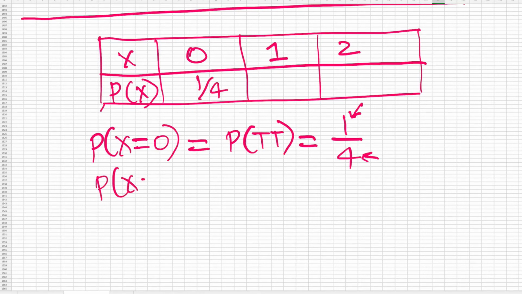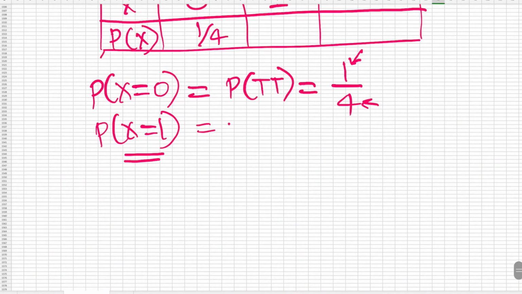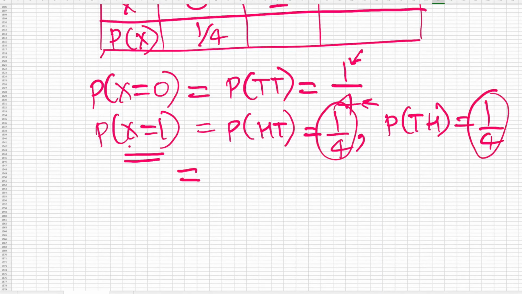For P(x equals 1) we have two different outcomes favorable to this condition. For x equals 1, meaning the number of heads is 1, we have HT and TH. So we calculate the probability of HT, which is 1 by 4 once again, and the probability of TH, which is again 1 by 4. And to find P(x equals 1), we need to add those, because there are two outcomes favorable to this condition. So 1 by 4 plus 1 by 4.